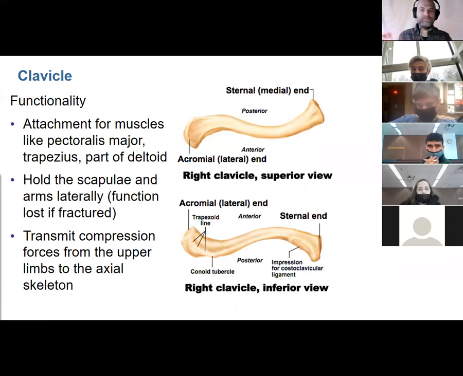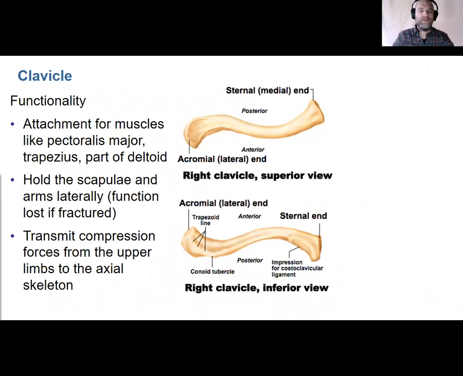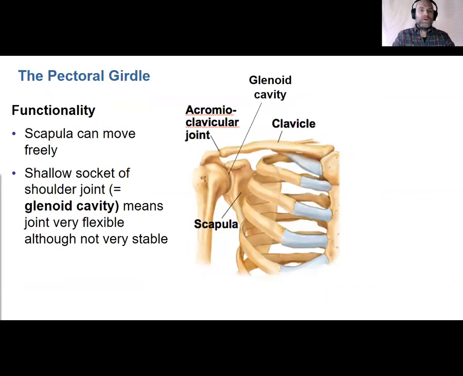Could you just go over the pectoral girdle again, or just at least show the photo of it? Sure. Let me go back here. So here we have the pectoral girdle, just one side. And again, this is composed of just two bones on either side, I should be clear, the clavicle and the scapula. Okay, good. Any other questions?